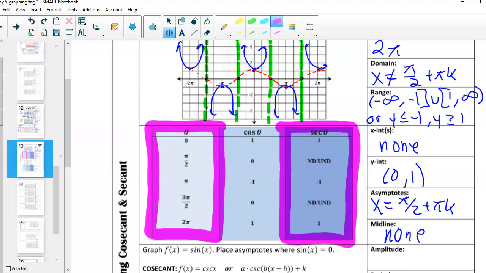So we will do cosecant tomorrow. We'll do one of each type of example for those, and then we'll do cotangent, and then we'll be done.